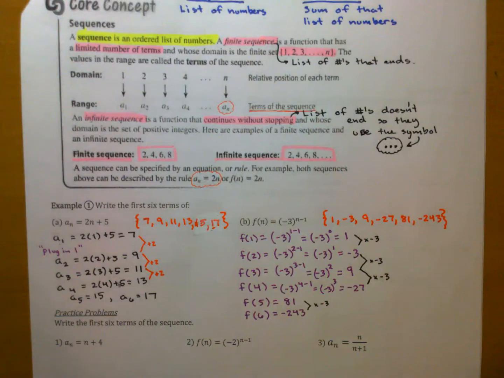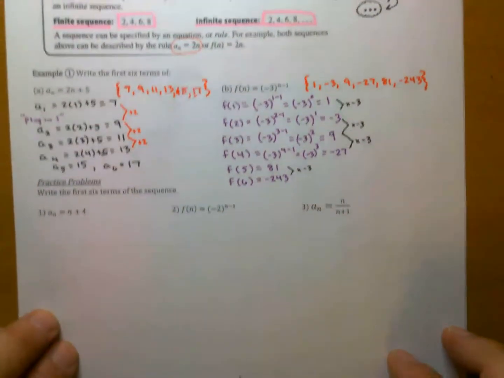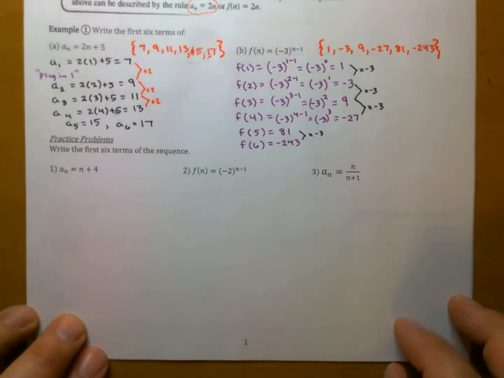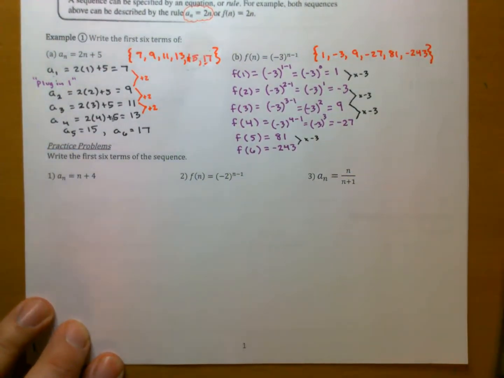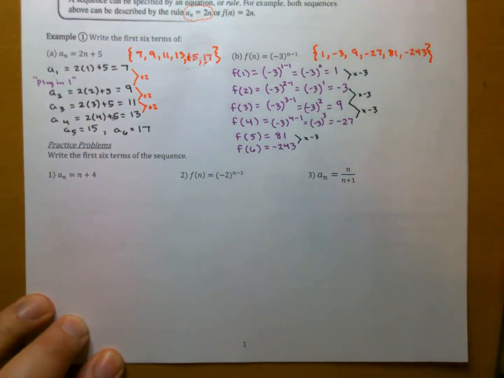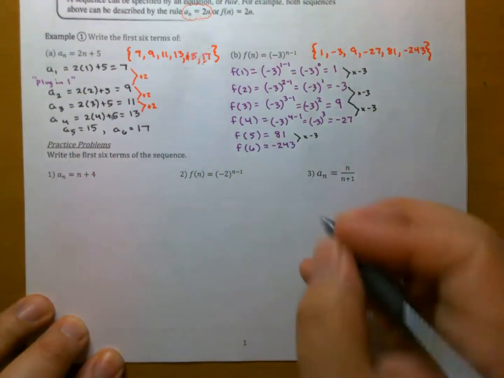Now, I'm going to do one more with you before we pause so that you can try 2 of these out on your own. So we're going to do number 3 here really quick because it's the one that looks a little bit different than the others. So they want the first 6 terms, right? That's all they're doing. They're asking for the first 6 terms.